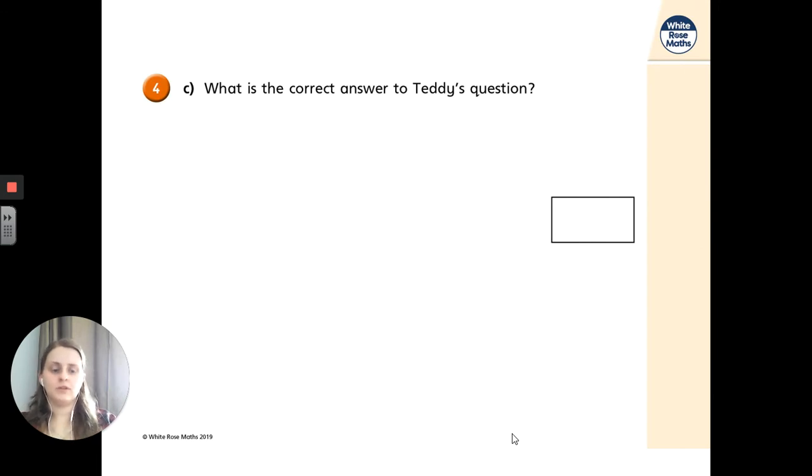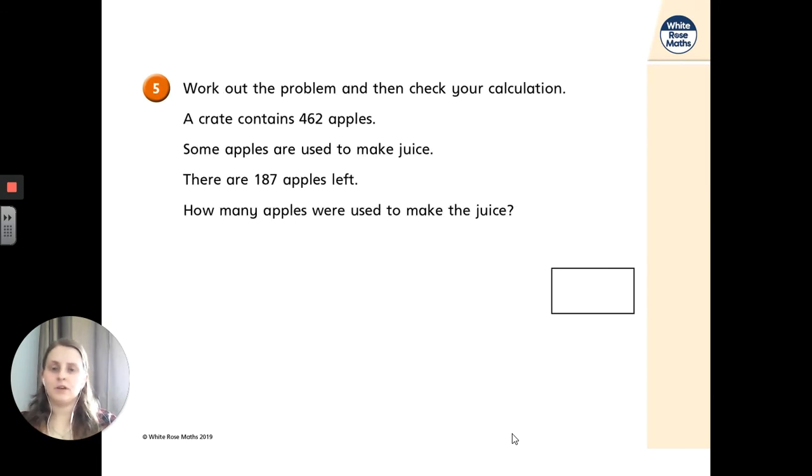Number 4. Number 5. Work out the problem and then check your calculation. A crate contains 462 apples. Some apples are used to make juice. There are 187 apples left. How many apples were used to make the juice?